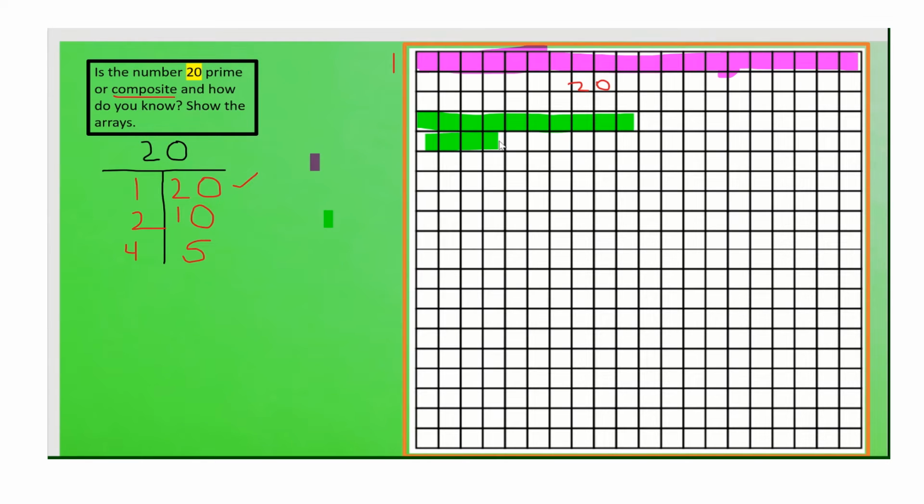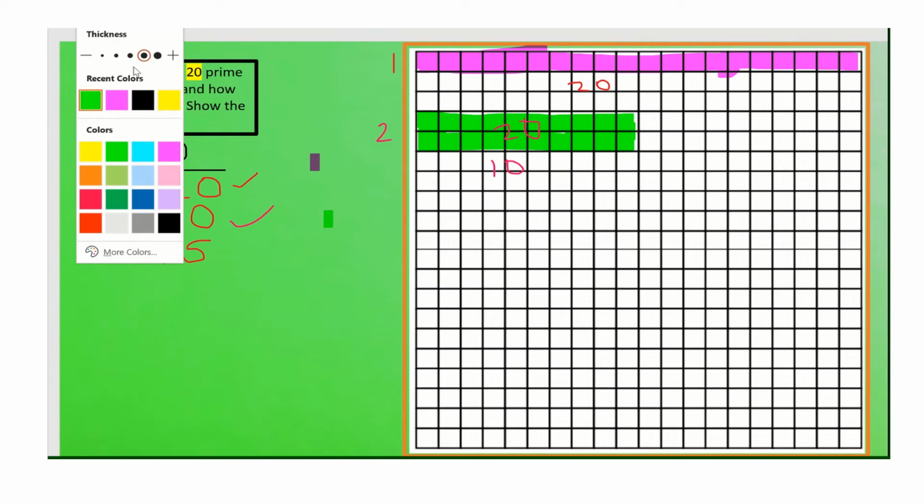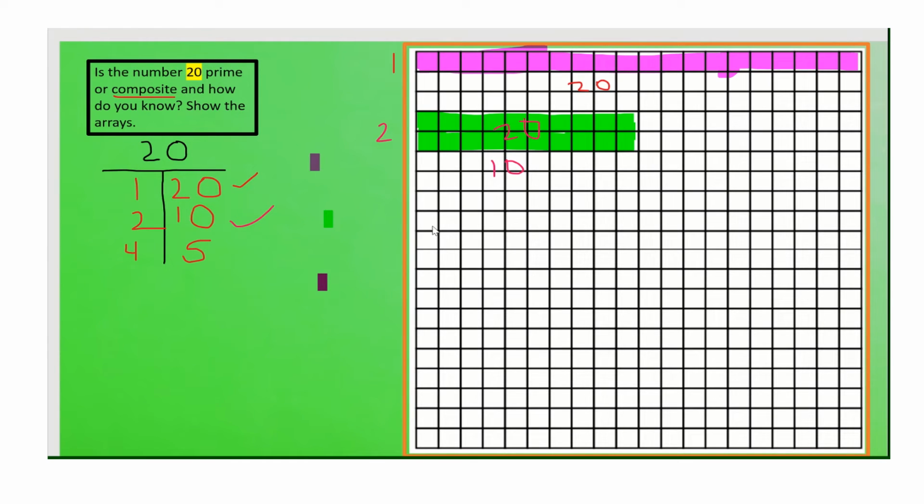There we go. So there we have 2 high by 10 long, which gives us 20, the same as 2 times 10 is 20. So you can see how these will help you with multiplication facts as well. Let's hope that this time we don't glitch too much. And we're going to do the 4 by 5.